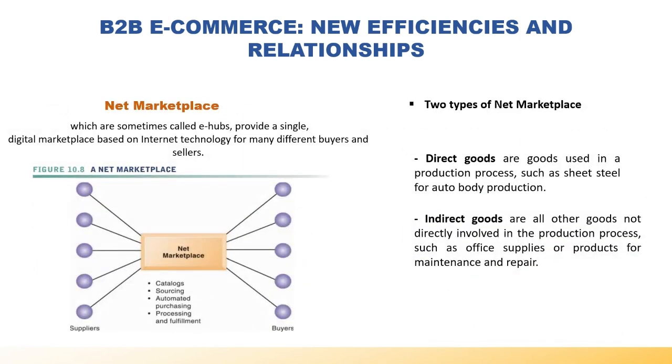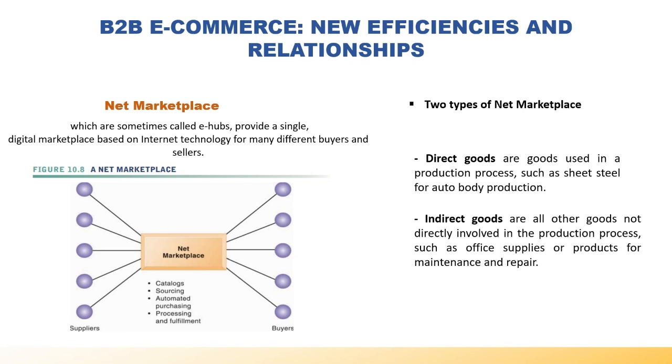Net marketplaces, which are sometimes called e-hubs, provide a single digital marketplace based on internet technology for many different buyers and sellers. They are industry-owned or operate as independent intermediaries between buyers and sellers. Net marketplaces generate revenue from purchase and sale transactions and other services provided to clients. Participants in net marketplaces can establish prices through online negotiations, auctions, or requests for quotations, or they can use fixed prices. There are many different types of net marketplaces and ways of classifying them.